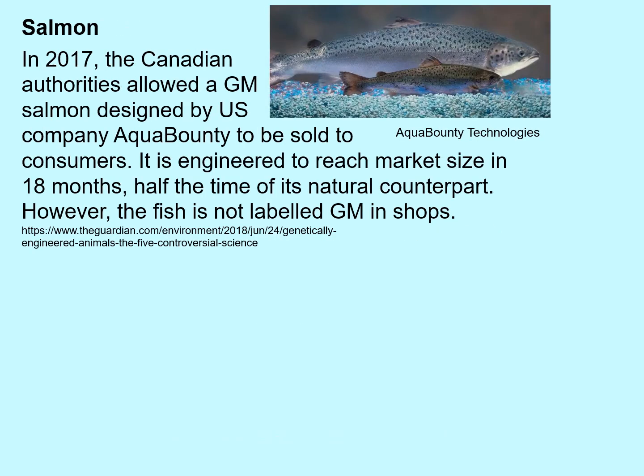Salmon, a very interesting story here. In 2017, the Canadian authorities allowed a genetically modified salmon that had been designed by a U.S. company to be sold as food. And here you see a regular sized salmon up front and the genetically modified salmon, huge looking, behind it. And this salmon is engineered to reach market size in 18 months, which is half the time of its natural counterpart. However, this fish was not being labeled as genetically modified in the shops in Canada. And remember, Canada does not have genetically modified organism food labeling laws.